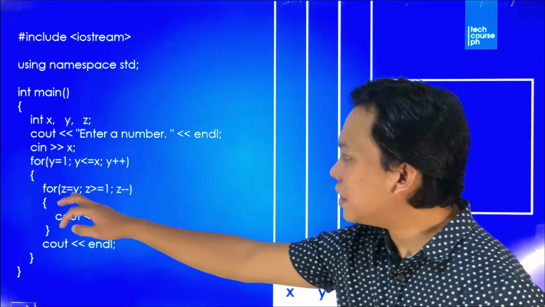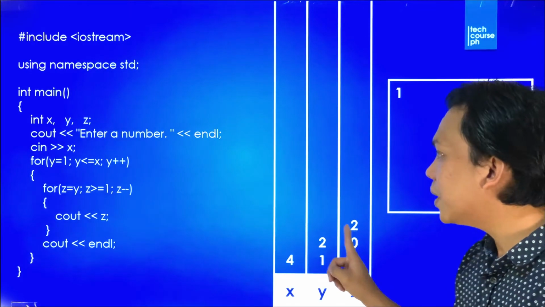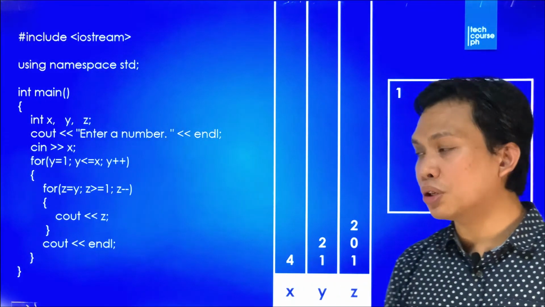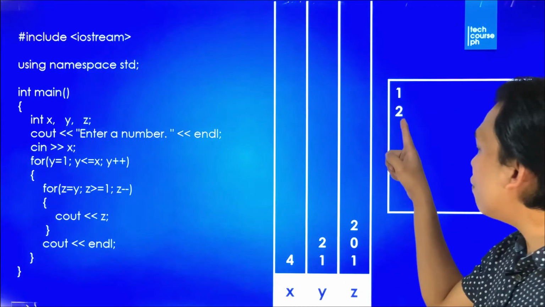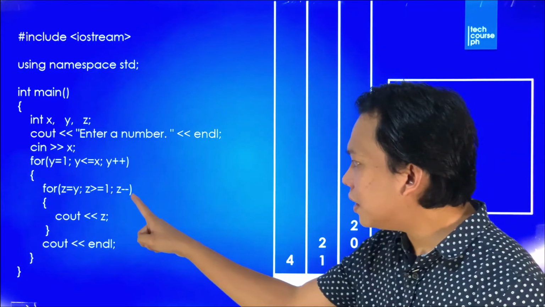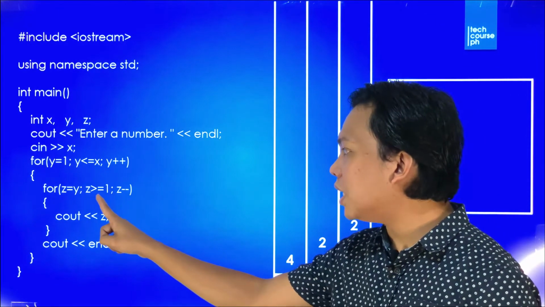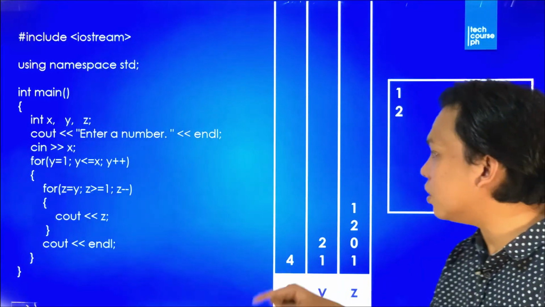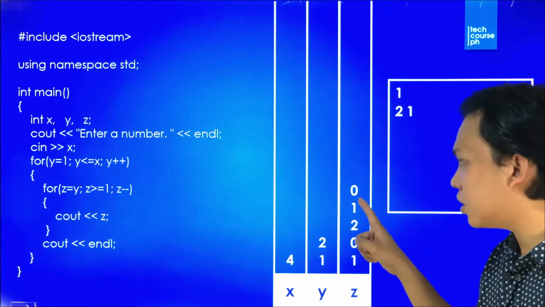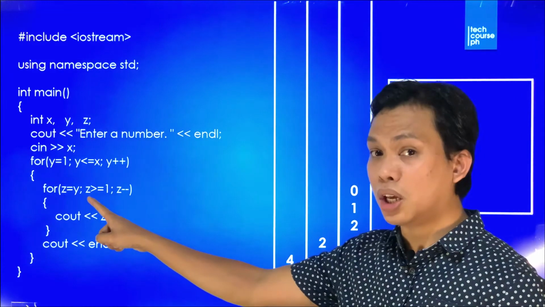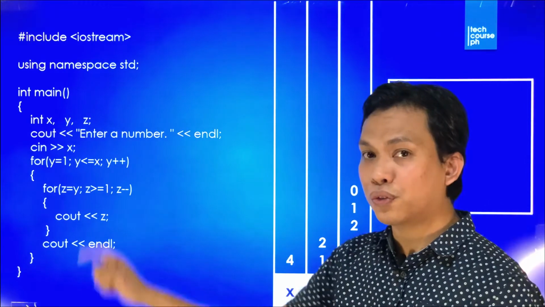Gagawin natin na ang z is equal to y. Ang z is equal to y, so 2 ang ating magiging z. And then, i-perform natin yung condition. Yung 2 is greater than equal sa 1, so that is true. Z-out natin yung ating value, 2. And then, i-decrement natin yung ating z. So, from 2, magiging siyang 1. Ang 1 ba ay greater than equal sa 1, so that is true. Z-out uli natin yung z natin, magiging 1. And then, i-decrement natin ang value ng ating z, magiging siyang 0. Yung 0 ba ay greater than equal sa 1, so false na siya. Terminate the second for loop and then go back to your first for loop.